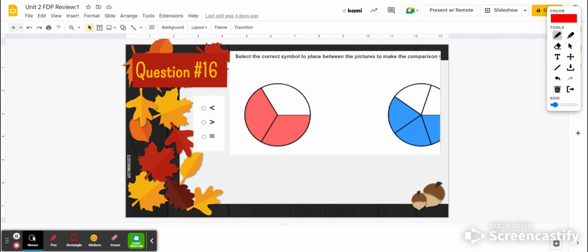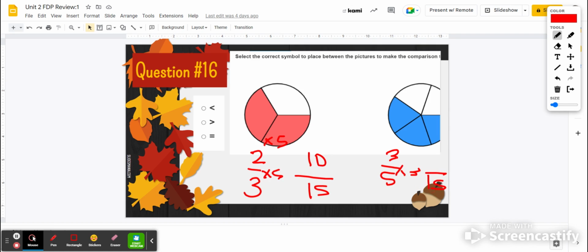Question 16, select the correct symbol to place between the pictures to compare. All right, so we have 1, 2 shaded over 3 whole, and then we have 1, 2, 3 shaded over 5. So we need to find out what number both of these go into. Let's just multiply them by each other. 3 times 5 equals 15. Whatever I do to the bottom, I must do to the top. So now I have 10 out of 15. Now I need to get the other to 15, and that's 5 times 3 equals 15. 3 times 3 equals 9. So 10 is obviously greater than 9.